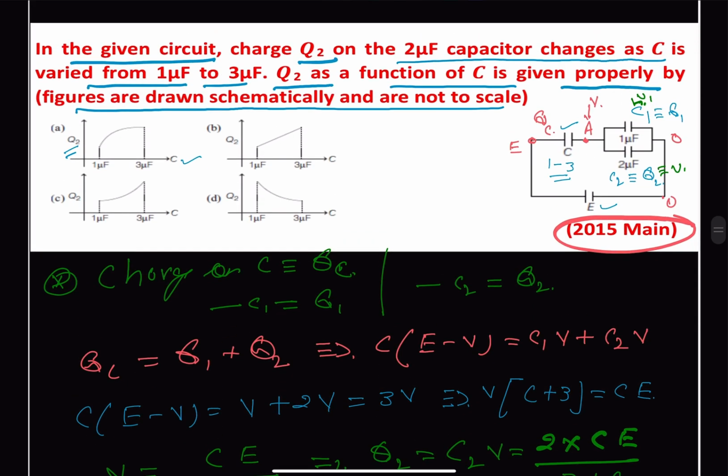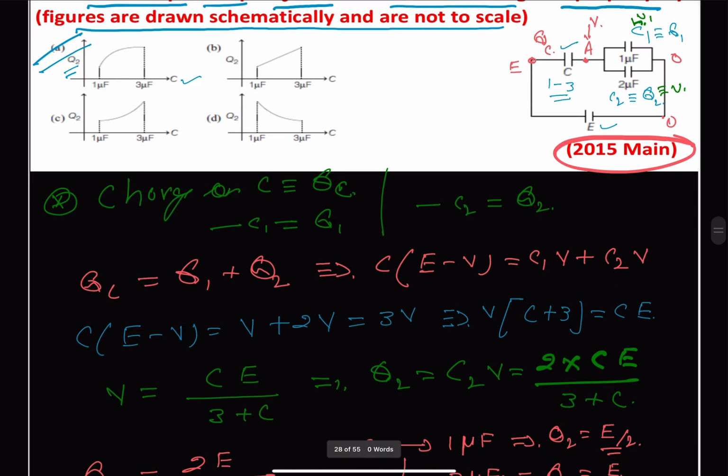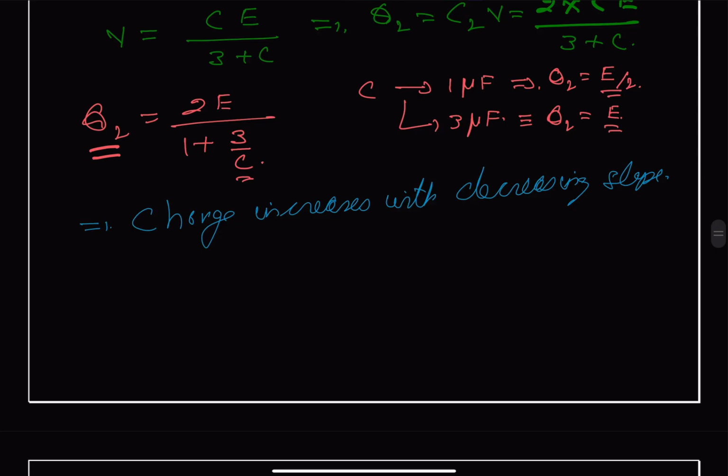So therefore charge is going to increase and decreasing slope. So option number A is the correct one. Option A is correct. Next question.